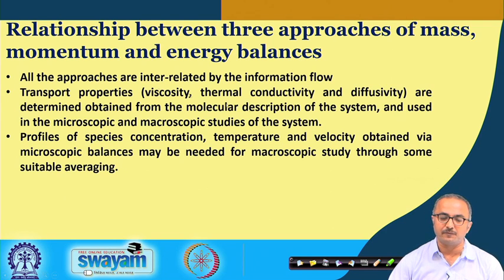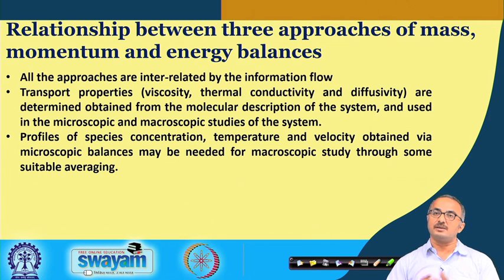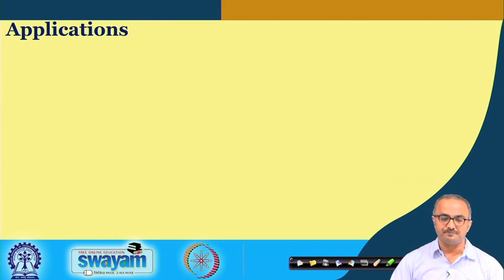And then these profiles of the specific concentration, temperature, velocity obtained via the microscopic balance may be needed for the macroscopic study, in the sense that whatever profile we are getting for the temperature, velocity or the species concentration, those profiles may be again integrated over the whole system to get some kind of average values, and these average values may again be used in the macroscopic balances. So, we see that all these three approaches are interrelated and information flows from one approach to the other.